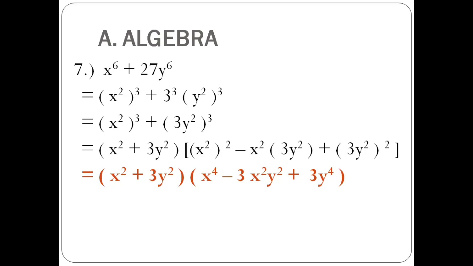Next given is x raised to the power of 6 plus 27y raised to the power of 6. So the first step is to factor both the exponent in x and y. After you factor, we need to write 27 in exponential form with the exponent of 3. Next is use the formula of a raised to mn is equal to a raised to n, raised to m, to transform the equation. Next, we're going to multiply the terms with equal exponent by multiplying their bases.